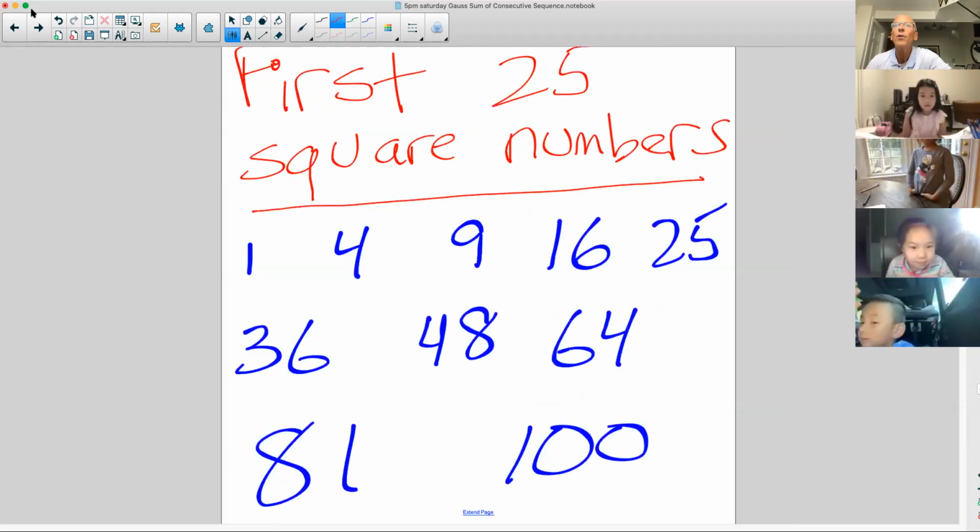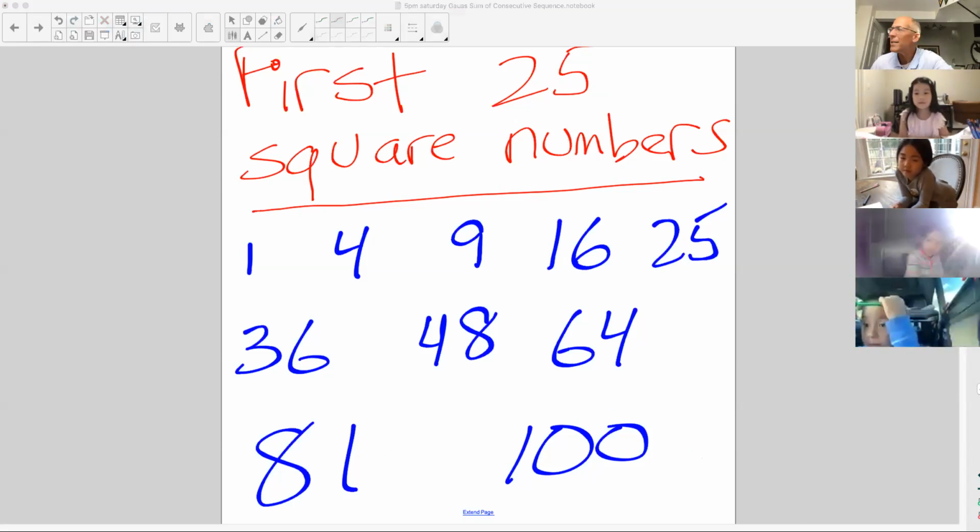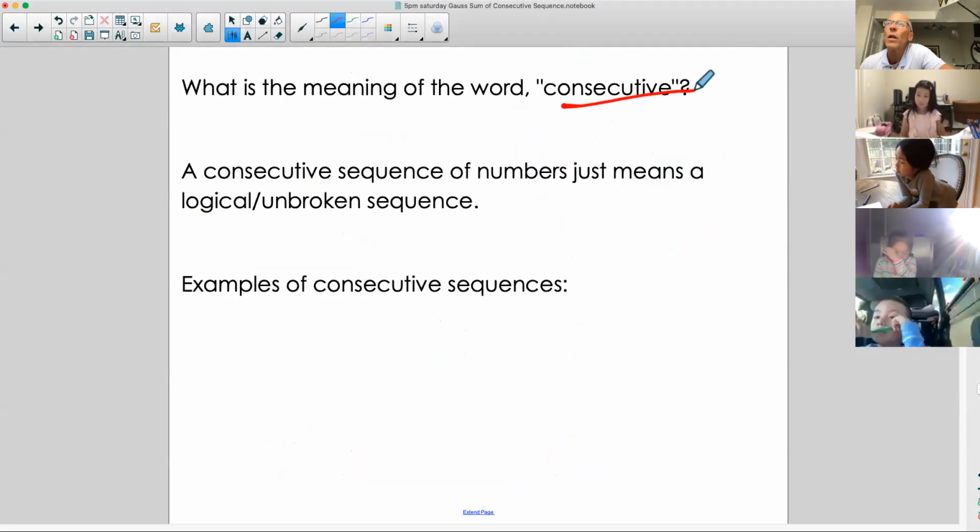Now, look at this. Oh, wait a minute. You know what this list is? 1, 4, 9, 16, 25, 36. These are, use the word again, consecutive what? These are consecutive squares. Everybody say that out loud. Consecutive squares. Right. So now I'm going to go to the actual definition. The definition of the word consecutive is that it's a logical, unbroken sequence.